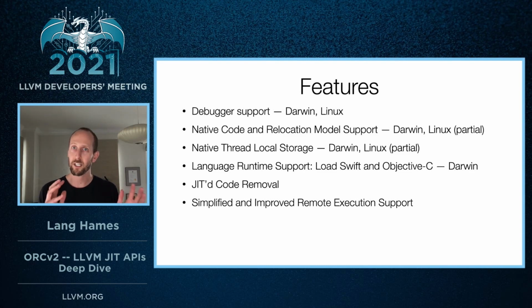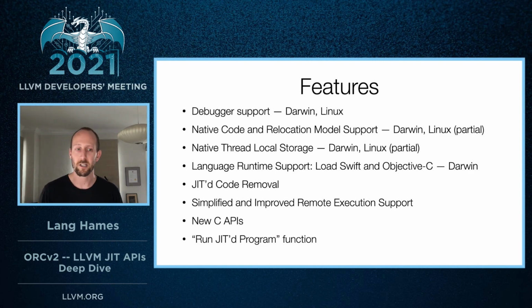ORC can run the code that you're generating in the JIT in the current process, but it can also run it in a separate process, and you might want that for stability or security reasons. We've made that easier, and we've made sure that the features that ORC provides work uniformly, both in process and across process. We have new C APIs for a lot of this, not all of it yet, but a lot of this you can try out from the C APIs.